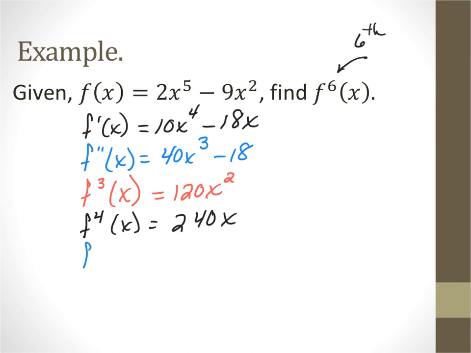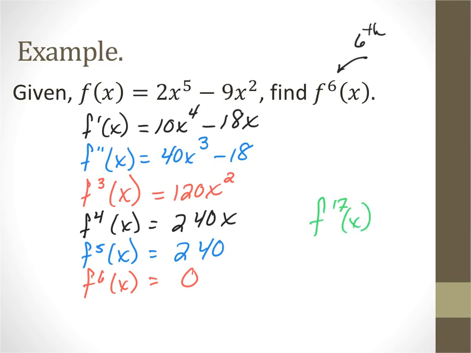Now we need the fifth derivative. The derivative is the coefficient of the x, 240, and then we can do the sixth derivative. We take the derivative of the fifth derivative, and the derivative of a constant is 0. We could also keep going. We could go all the way up to the 17th derivative of this function, but anything after here, every one of those is going to be 0.